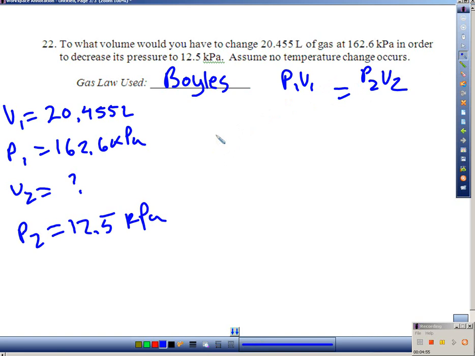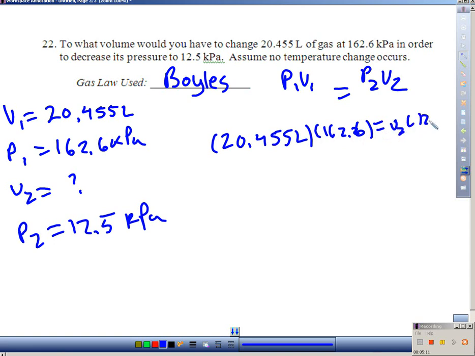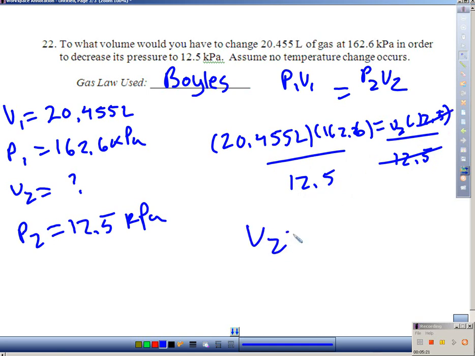And so now I have Boyle's law. So I'm going to plug it in. 20.455 liters times 162.6, sorry, 162.6 equals V2 times 12.5. So I divide both sides by 12.5. My V2 is going to equal 266 liters, if I remember correctly. So 266 liters.